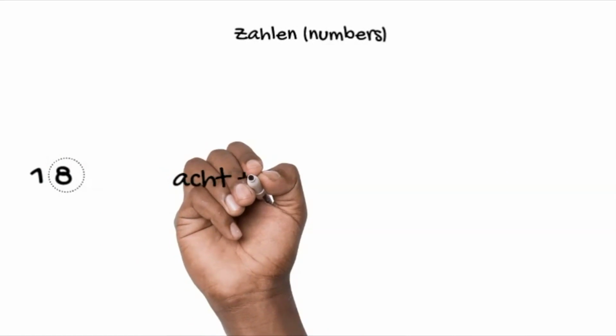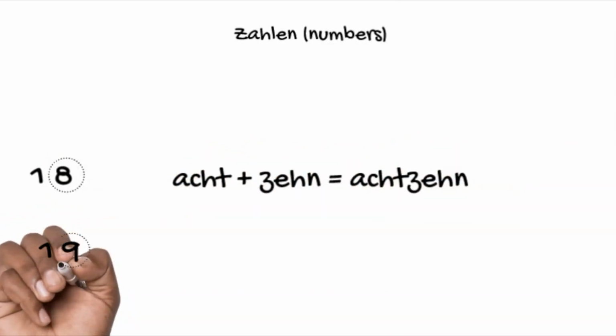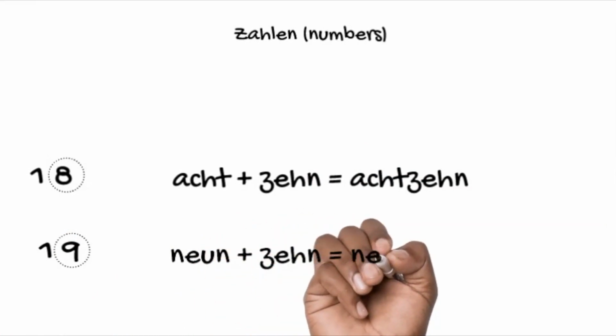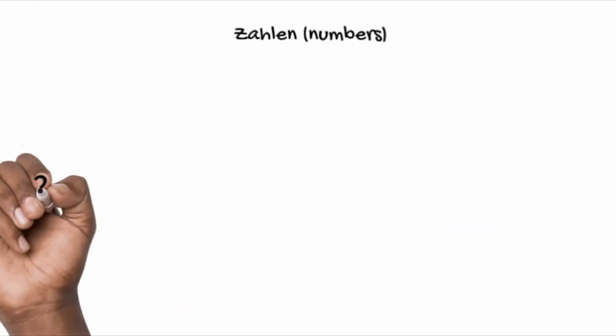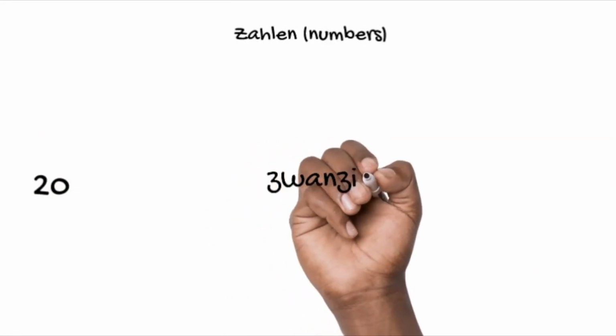10 and 8 equals 18. 10 and 9 equals 19. 20 is 20.